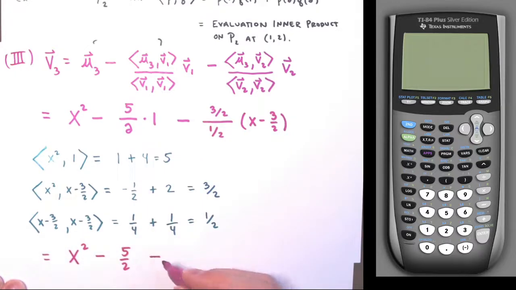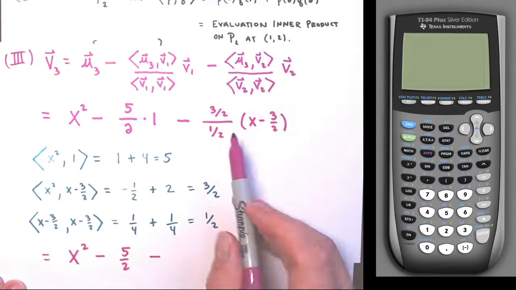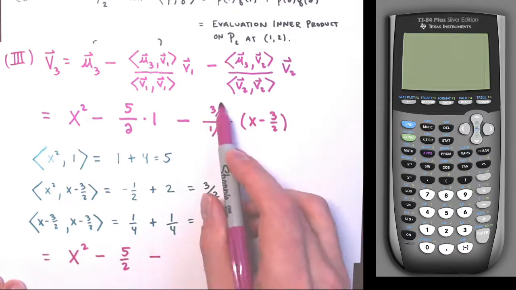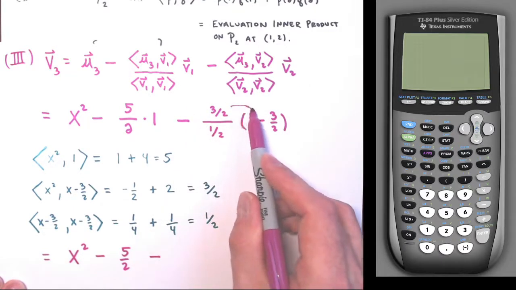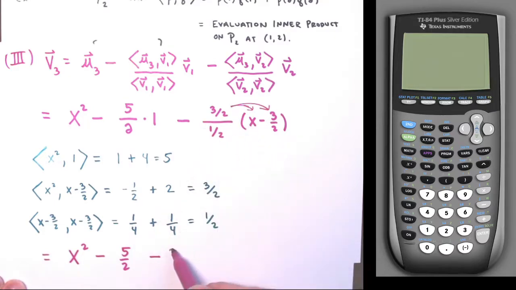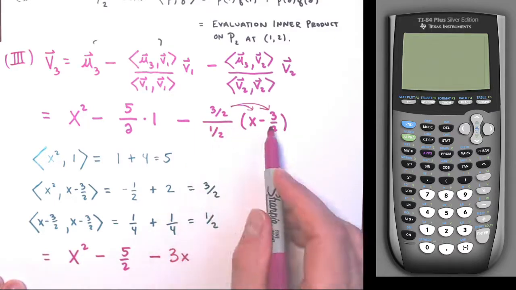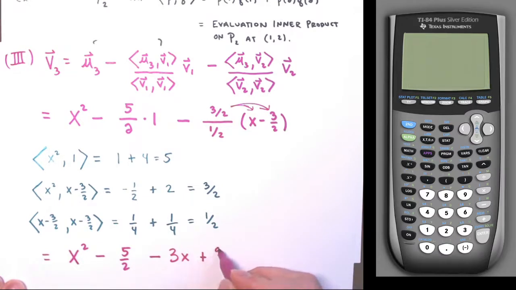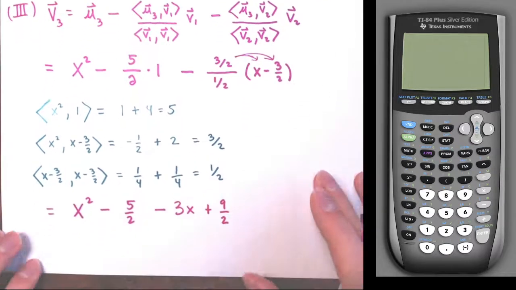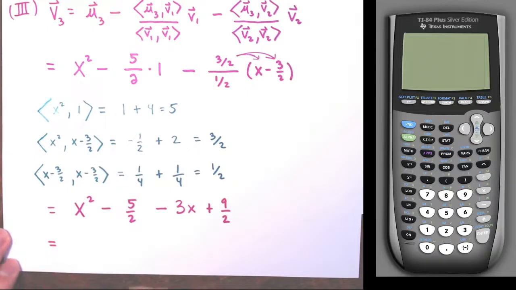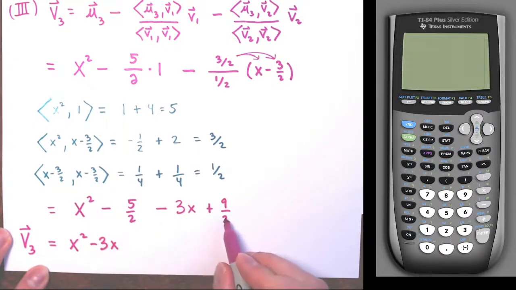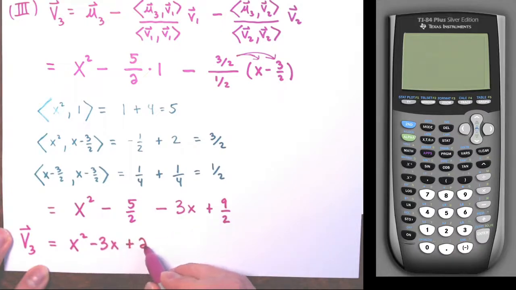Then minus the projection of u3 onto v2 would be, again, I'm distributing, this is negative 3 here, I'm distributing to x minus 3 halves. So it'd be minus 3x, and then minus 3 times negative 3 halves would be plus 9 halves. And then combining like terms, we're getting vector 3 here is x squared minus 3x, and then negative 5 halves plus 9 halves is plus 4 halves, or plus 2. Wonderful.